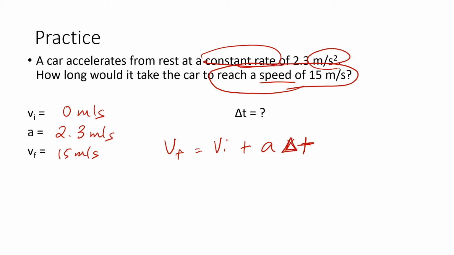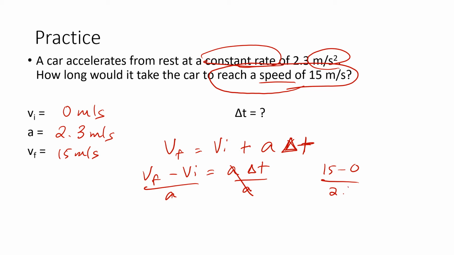So it's Vf equals Vi plus a delta t. I am trying to find delta t, so I need to isolate this. So Vf minus Vi equals a delta t. Divide both sides by my a. So I'm left with Vf minus Vi over a equals delta t. So 15 minus 0 divided by 2.3 meters per second squared. I end up with 6.5217..., 2 sig figs, so 6.5 seconds.